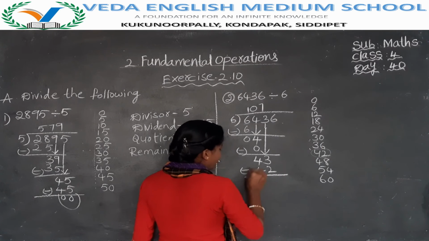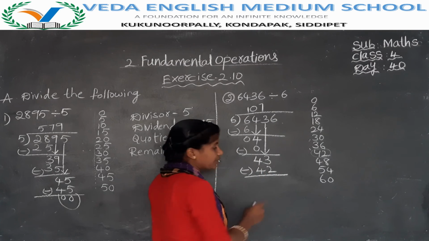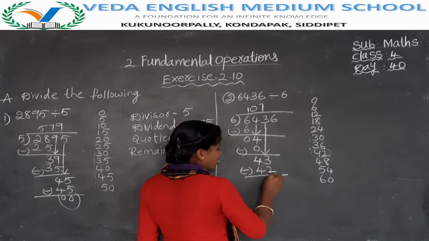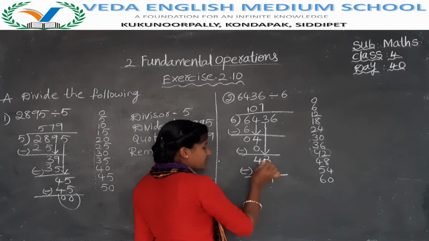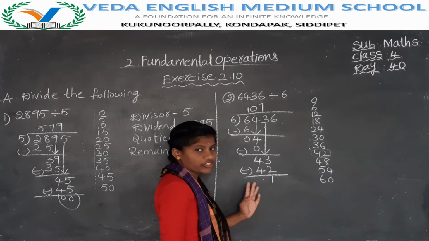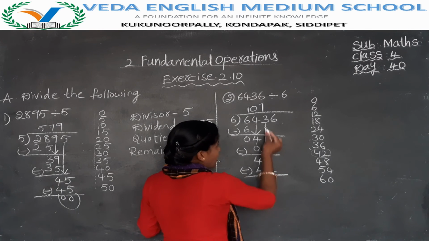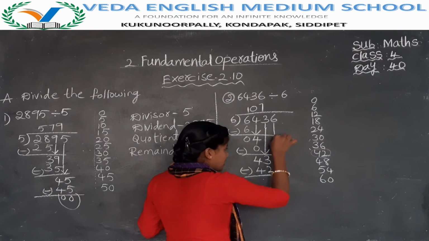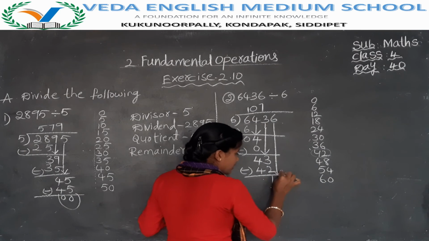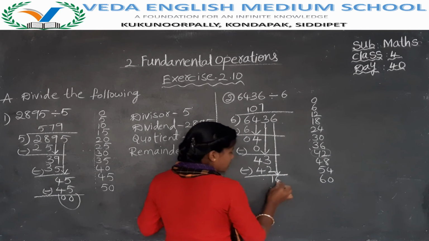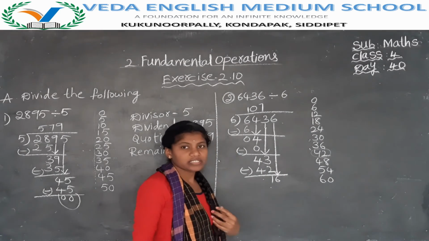6 sevens are 42. Now subtract. 3 minus 2 gives 1. 4 minus 4 is 0. No need to write the zero on the left side of any number. Okay. Now after 3, we have one number, that is 6. Now bring down that 6. Now it becomes 16.